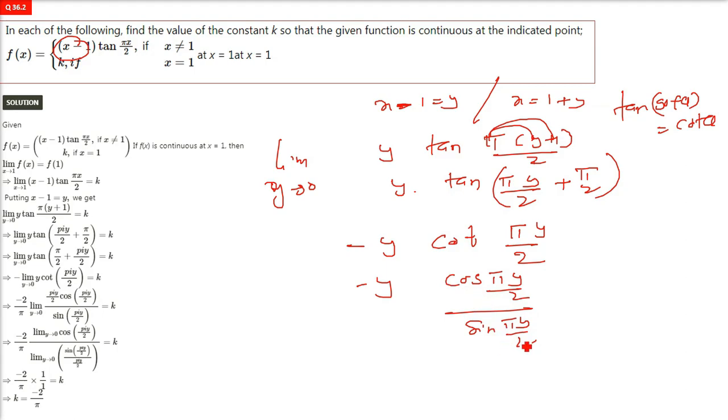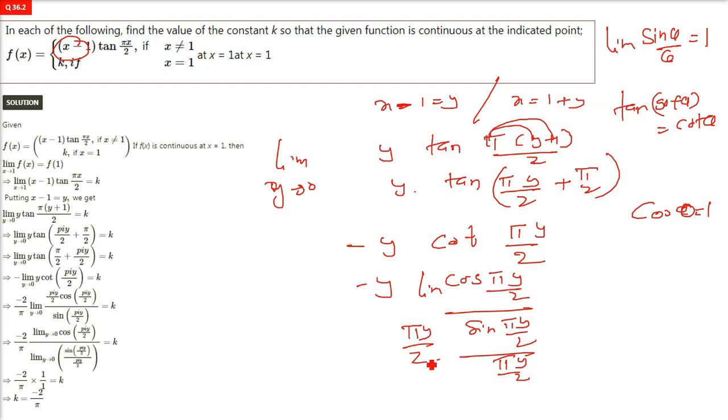Okay. Now we know that cos (pi y by 2), if you apply the limit at y equals 0, we'll get 1, since cos 0 is 1. But the limit of sine theta by theta is 1. So sine (pi y by 2), we can change it to sine (pi y by 2) divided by (pi y by 2). So we can apply the limit in the numerator. For the denominator, we will divide by pi y by 2 and multiply by pi y by 2. This is all going in the denominator.